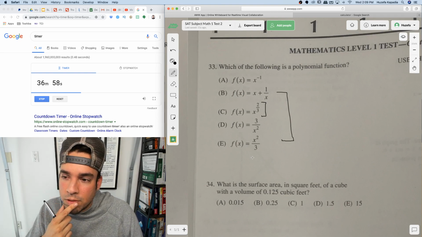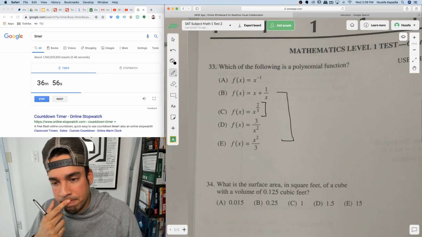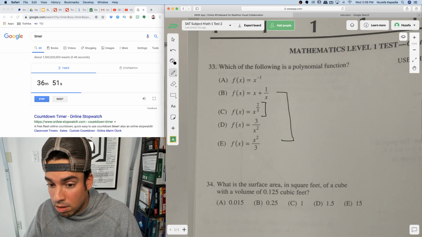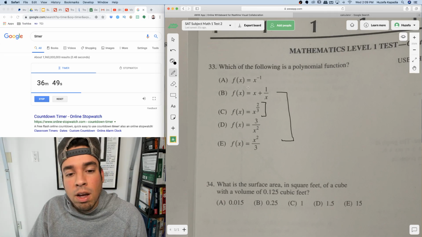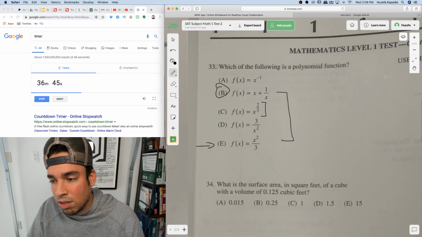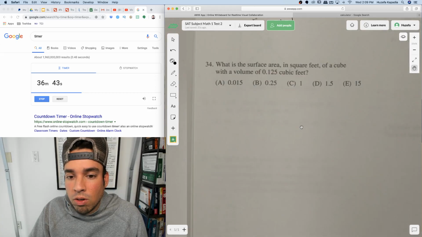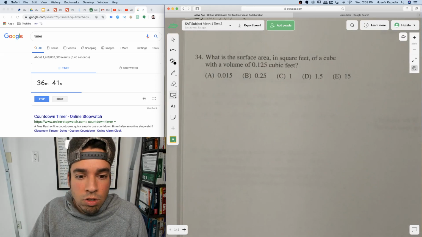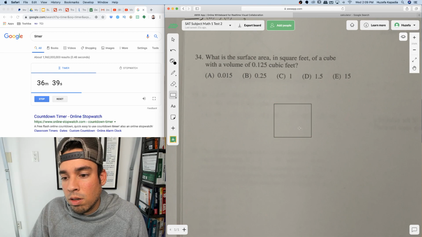All right, I can't remember the definition. Poly, many, nomial. I'm going to go with B. This is the other one. It's either B or E. I know that. I can't remember. Okay, we'll see.